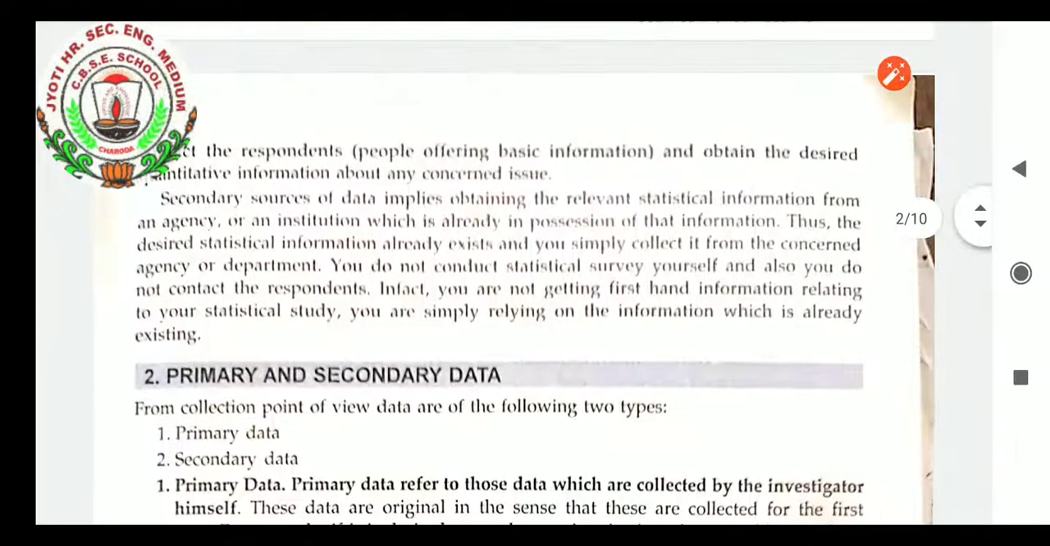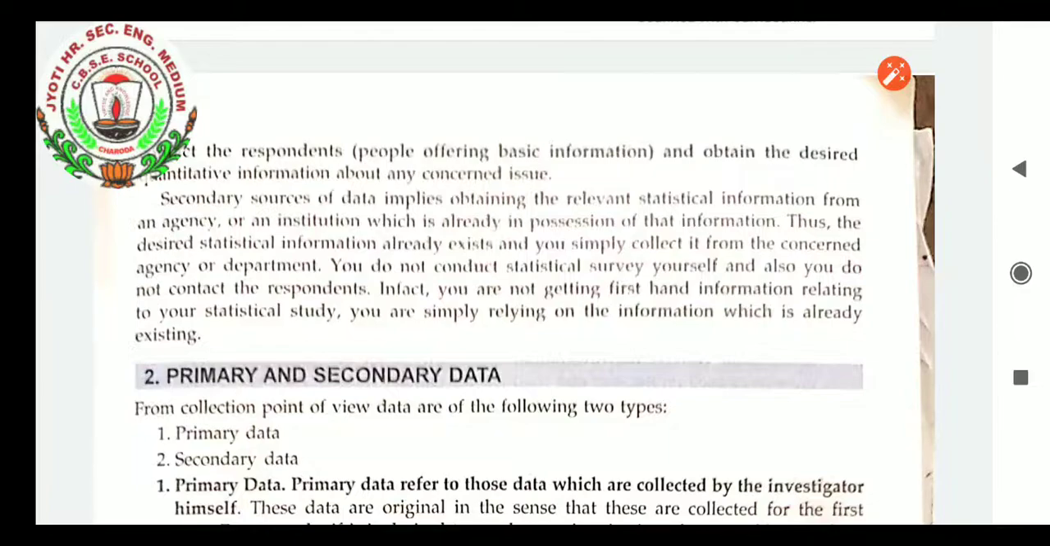Secondary sources of data implies obtaining the relevant statistical information from an agency or an institution. In simple words, students, primary data is the source of data which you are collecting by yourself. You know the objective of collection of data, and that's why you make the survey yourself. That is known as primary data. It means there is a direct link between the data collected and you.